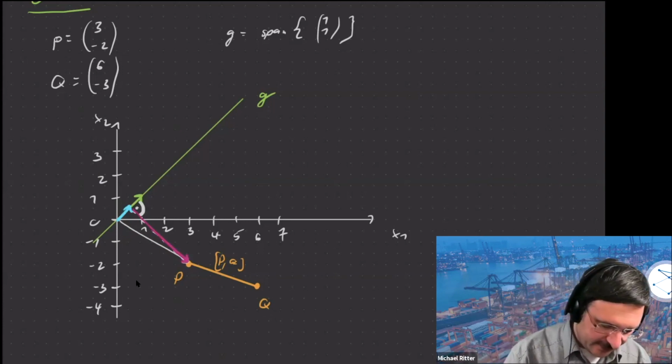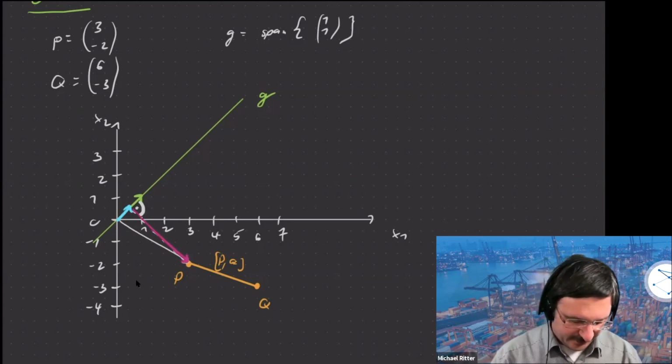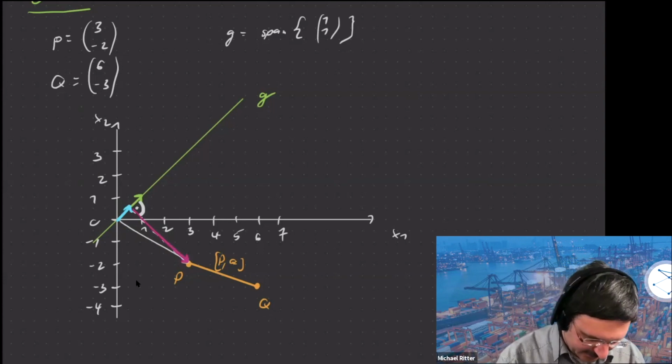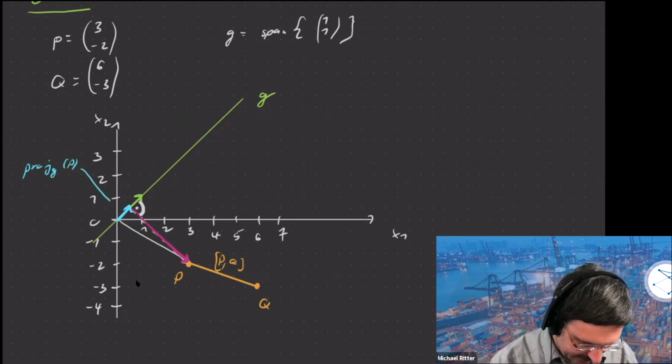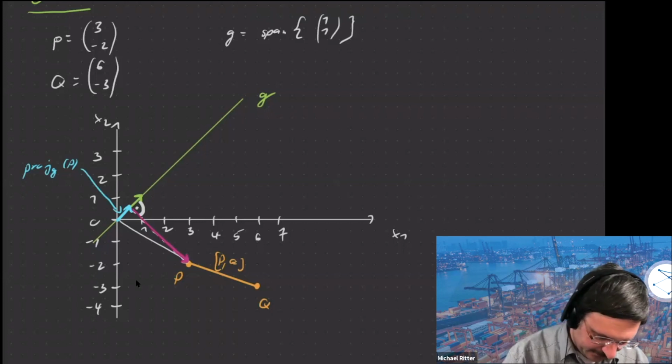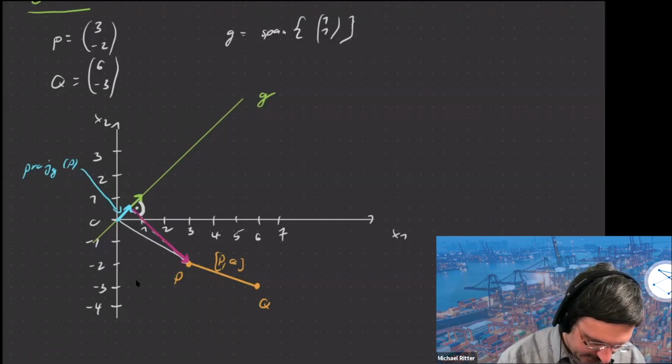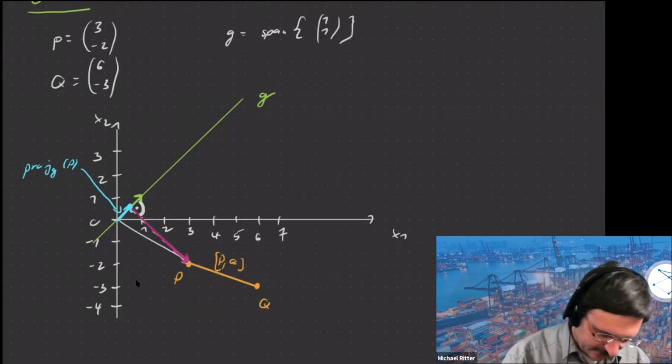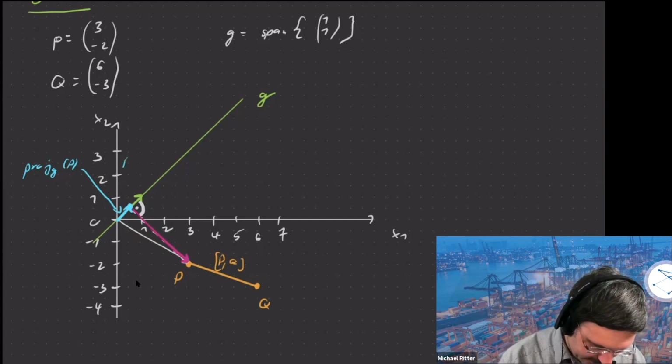And the blue part is the projection of P that we're interested in. So this here is, let's see if I can write that, projection on G of P. So this is that part here. And the corresponding point is, of course, this one here. So let's call that point P prime.